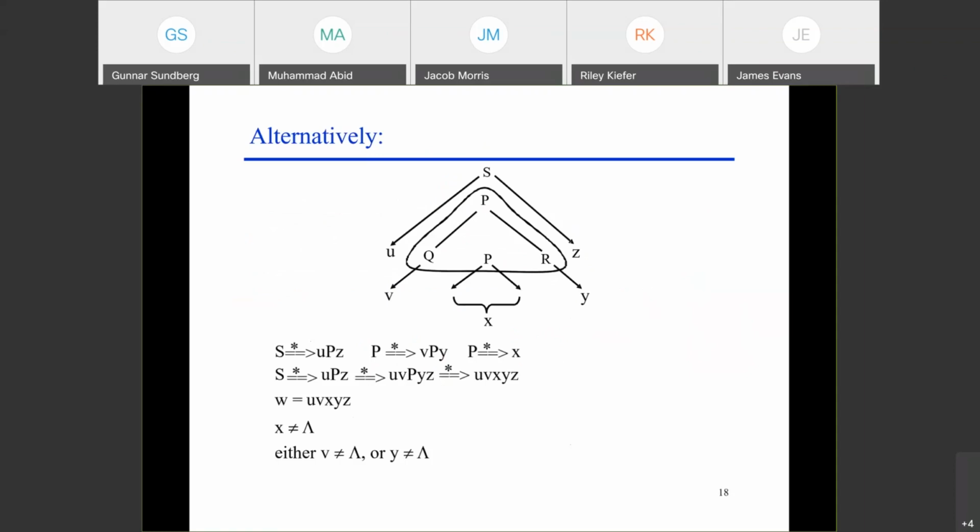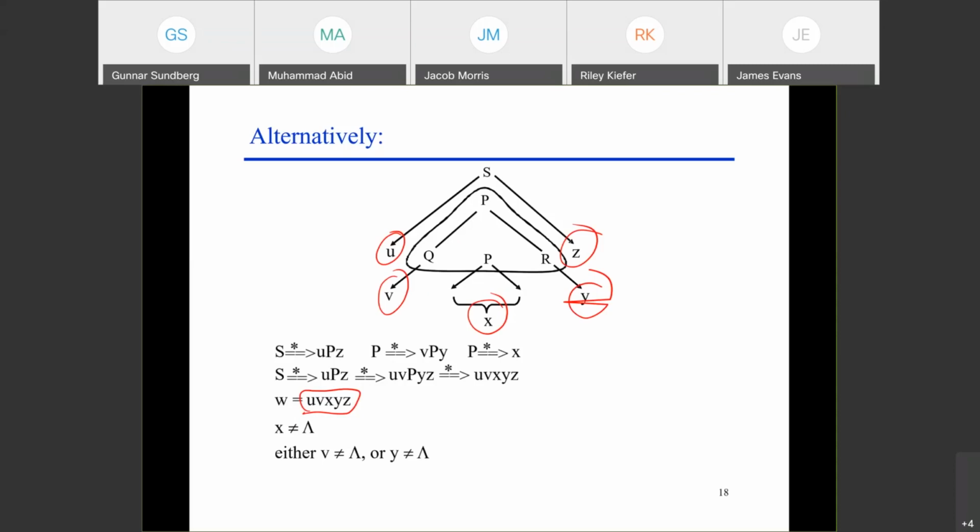So now how do we write this here? Look at this one. S, you can derive this UPZ, and then VPY, and then X. So you can beef up the word, and finally you have your word back. And here you have this is X, this is V, and this is Y, and you do have U and Z here also, which is coming from the top side alternatively.